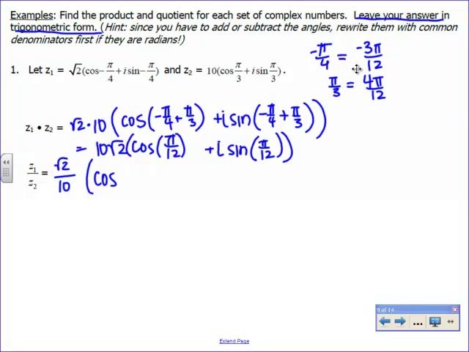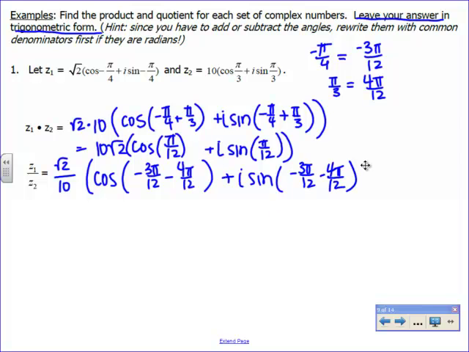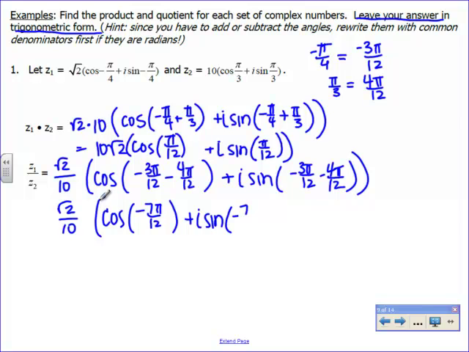And I'm just going to go ahead and plug in the ones with the common denominator right away. So I'm going to have negative 3 pi over 12 minus 4 pi over 12 as my new angle, plus i sine negative 3 pi over 12 minus 4 pi over 12. I am okay if you are able to skip that step and just go straight to the answer. So I get square root of 2 over 10 cosine of negative 7 pi over 12 plus i sine of negative 7 pi over 12. That's my final answer in trig form.